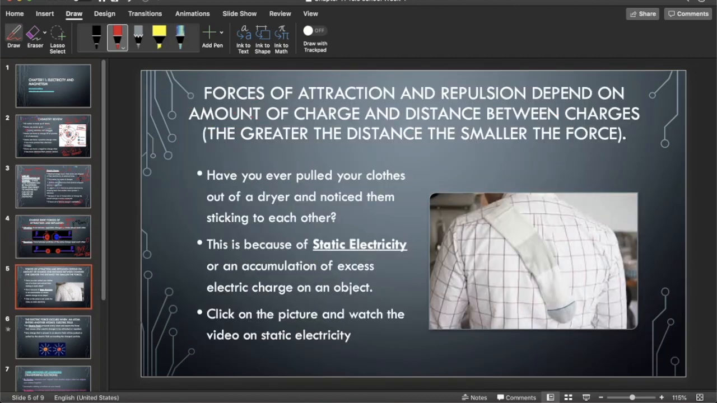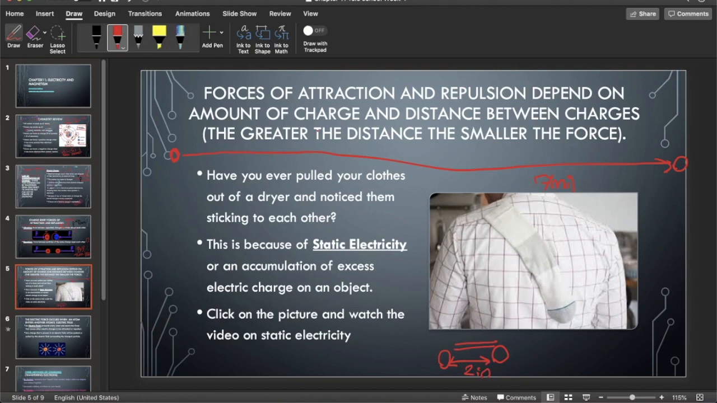All right. So forces of attraction and repulsion depend on the amount of charge and distance between those charges. The greater the distance, the smaller the force. And that makes sense because if you have one thing over here and then it's 7 miles to get to the next thing, all right, you're going to have a smaller force. But if you have two things that are sitting right next to each other, so perhaps 2 inches, all right, they're going to have a much stronger force.